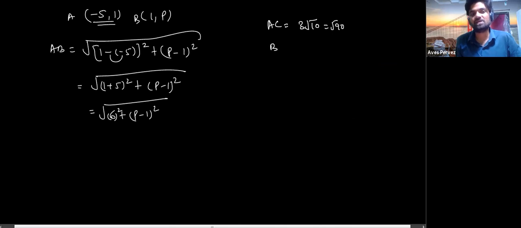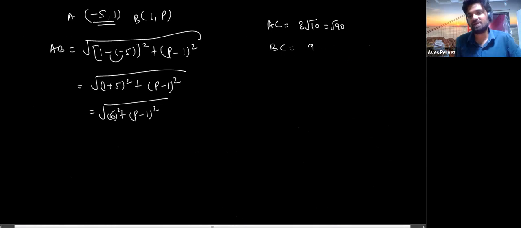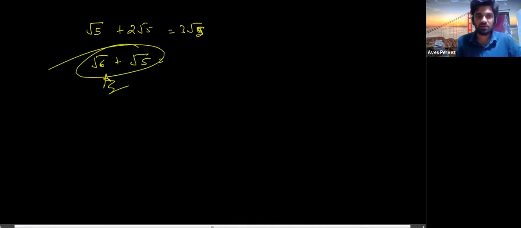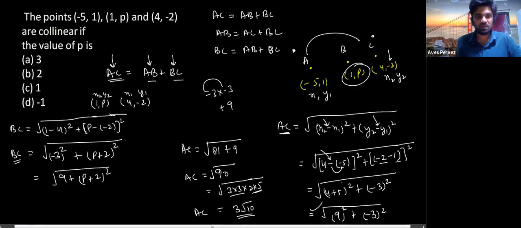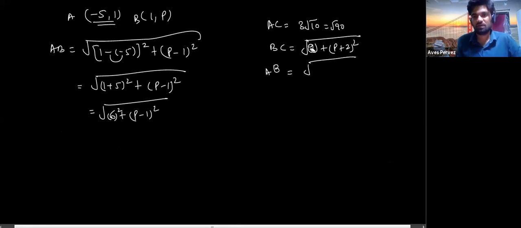And BC is what we calculated. The value of BC is the square root of (9 plus p plus 2) whole square. This is the value of BC, and we have the value of AB. The value of AB is under root of 9, this one is actually 9, not 9 square. And this 6 square will be 36 plus p minus 1 whole square.